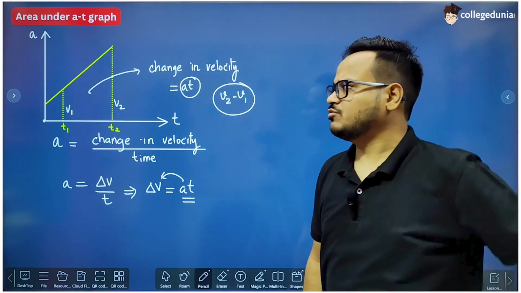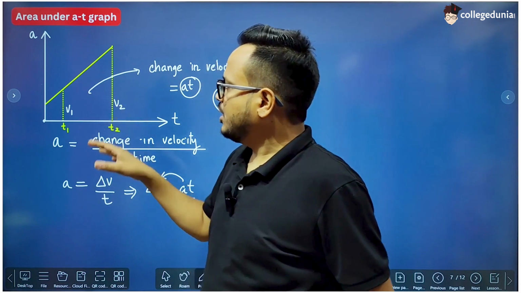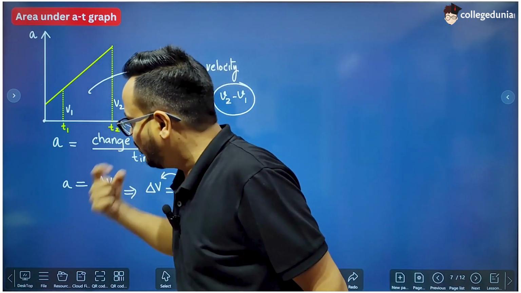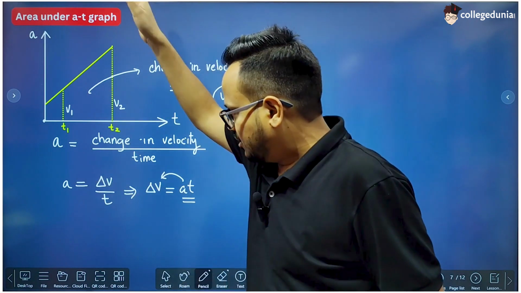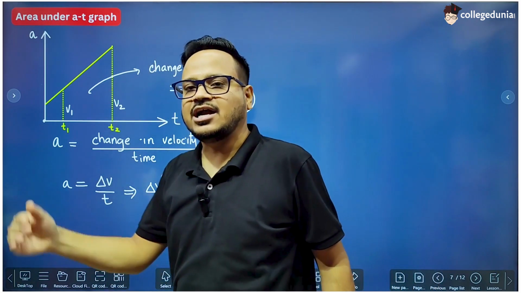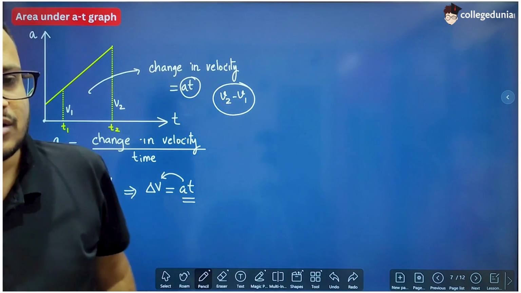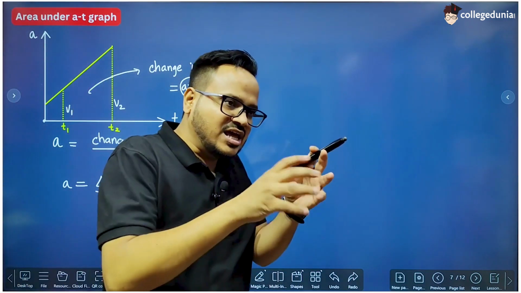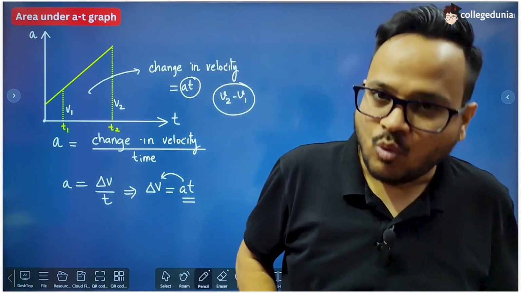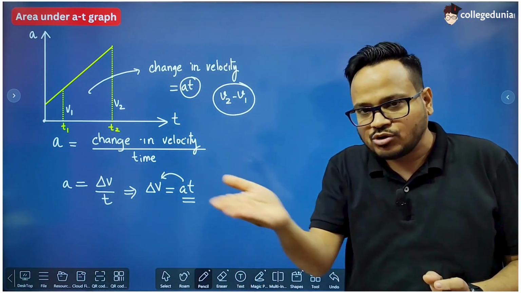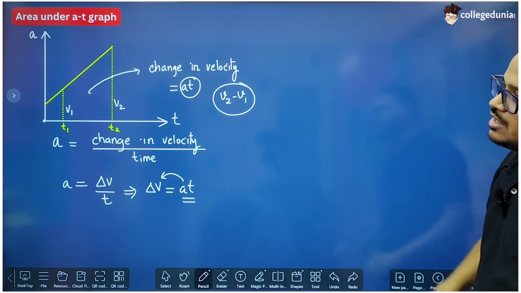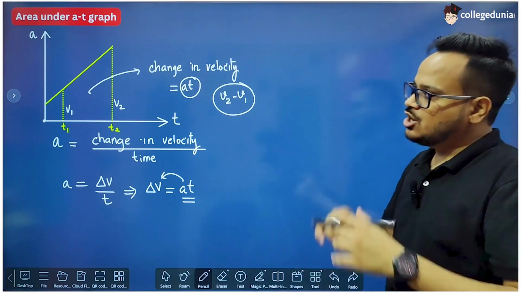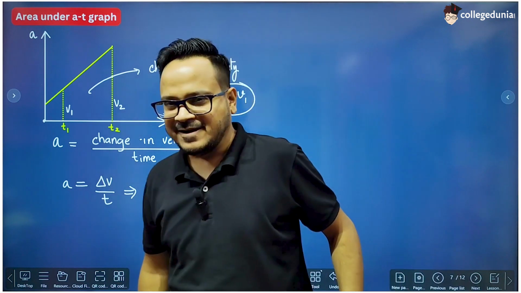This is the general concept of the area of the graph. Whenever you find the area of the graph, you will just get the value of that quantity, which comes by multiplying the quantity plotted on the y-axis and the quantity plotted on the x-axis. For example, if you are drawing a graph between force and displacement, then the area of that graph is going to give you work, because work is the product of force and displacement. That's why we are getting the value of change in velocity by the area of this graph, right?